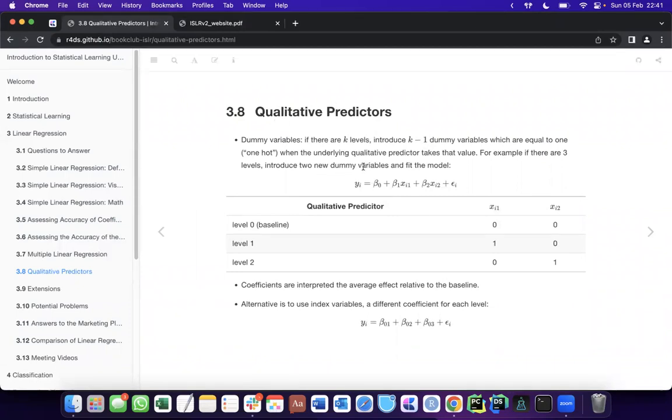So where was I? We're taking our dummy variables and we're basically saying in a particular categorical variable, we're going to encode it as 1 when that is true and 0 when that is not. And again, every coefficient is interpreted as an average effect relative to the baseline with no predictors in it. And then an alternative to this method is to use our indexed variables with a different coefficient for each level. So just a different sort of way of introducing qualitative predictive variables in rather than just having all quantitative.